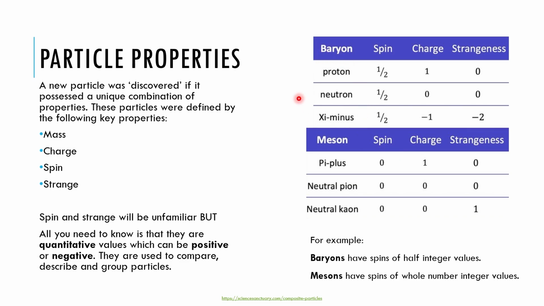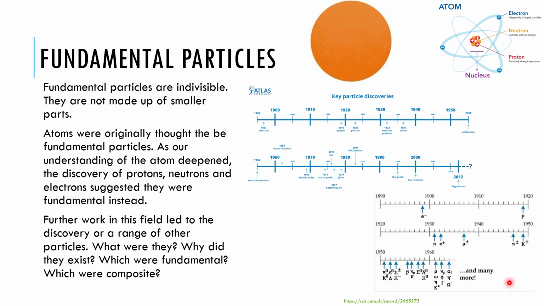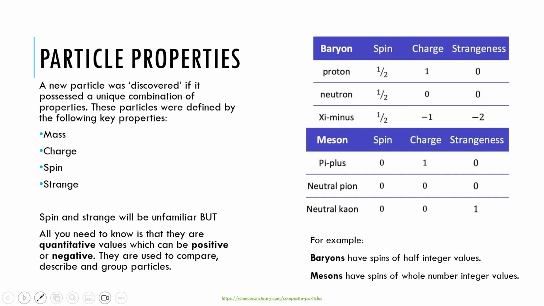So automatically, these three baryons are going to be considered different and grouped differently to the mesons simply due to their spin. But within our set of baryons or our set of mesons, things like charge and strangeness will then further distinguish these particles from each other. So going back to this timeline here, we were discovering all of these particles, and they had different sets of combinations of properties, different spins, different charges, different strangeness.